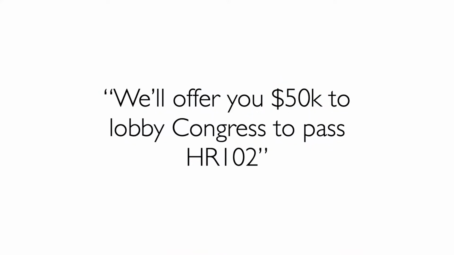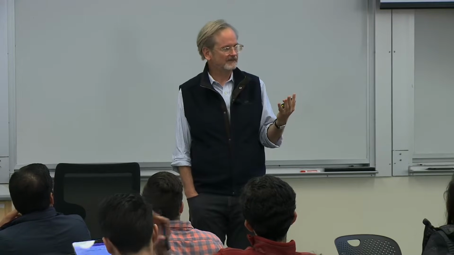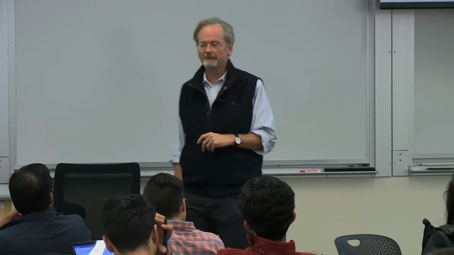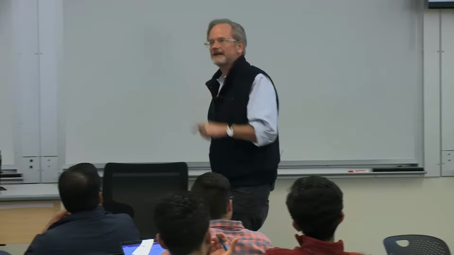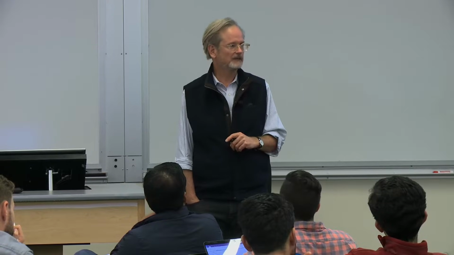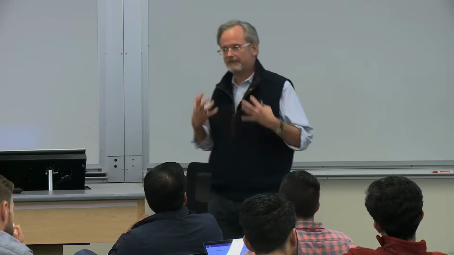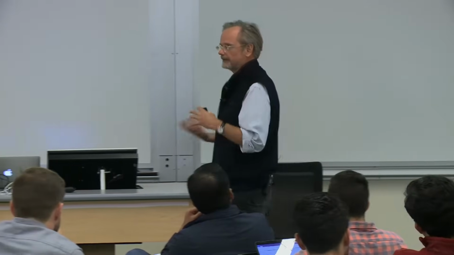Here's another contract. We'll offer you $50,000 to lobby Congress to pass H.R. 102. This contract looks pretty normal to us. You can imagine lobbyists have a contract like this all the time. In fact, in the middle of the 19th century, the Supreme Court ruled this contract was an illegal contract. You weren't allowed to hire people to lobby Congress.